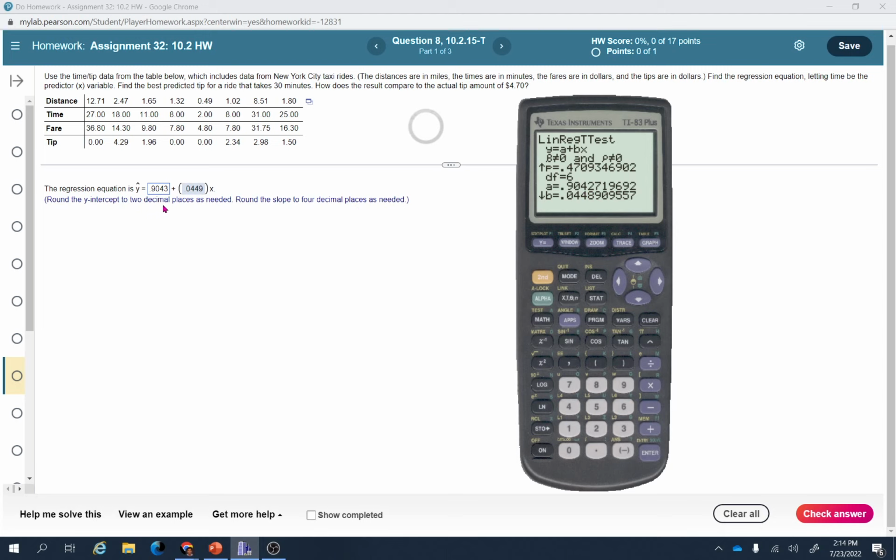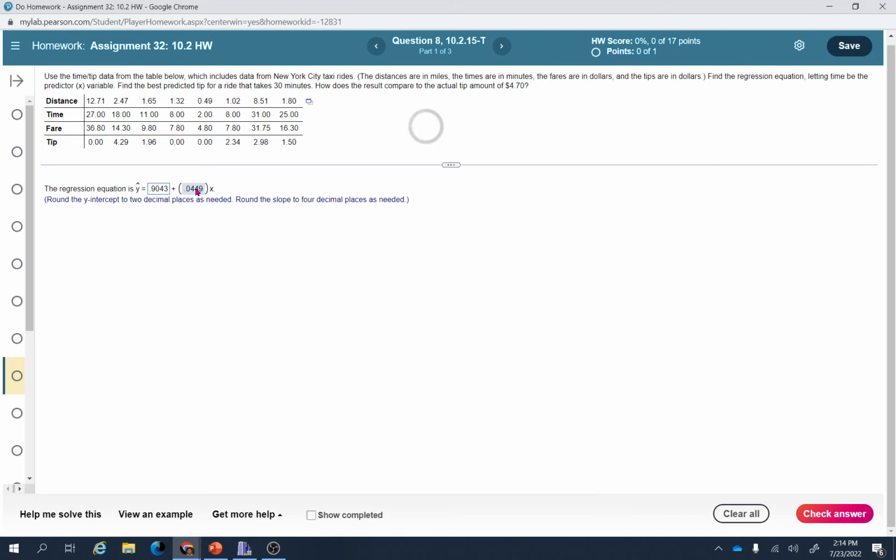Round the y-intercept to 2 decimal places. Sorry. Okay, the y-intercept means this value should be 2 decimal places. I used 4 decimal places, so I have to retry it. It's a point. What is that?